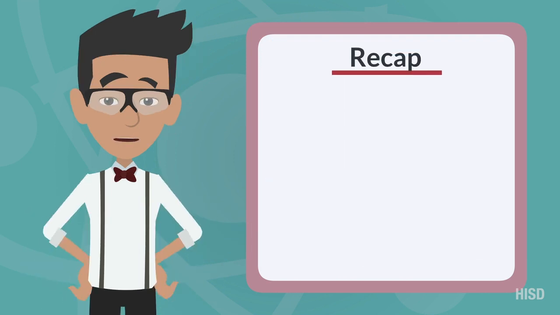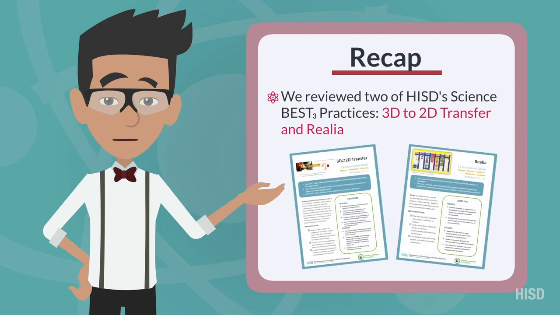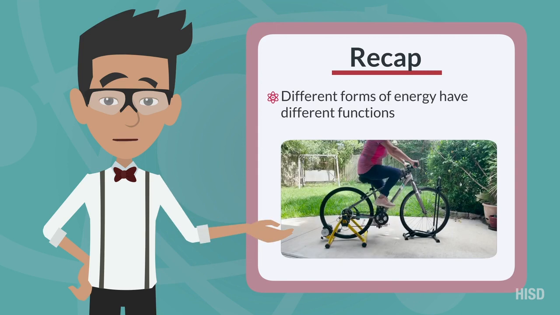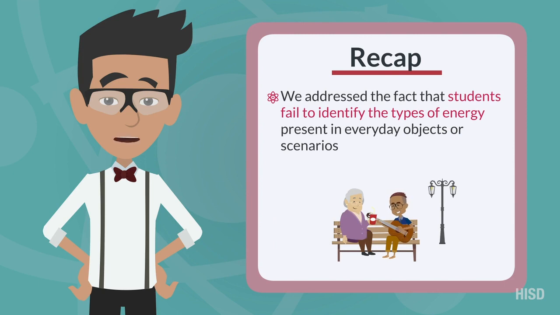Let's recap what we've learned. We reviewed two of HISD's science best practices, 3D to 2D transfer and Realia. By using a real-life object, we explored the uses of energy in everyday life and discovered that different forms of energy have different functions. We learned that both 3D to 2D transfer and Realia support a deeper understanding of the science content while also enhancing academic vocabulary. And we addressed the fact that students fail to identify the types of energy present in everyday objects or scenarios.